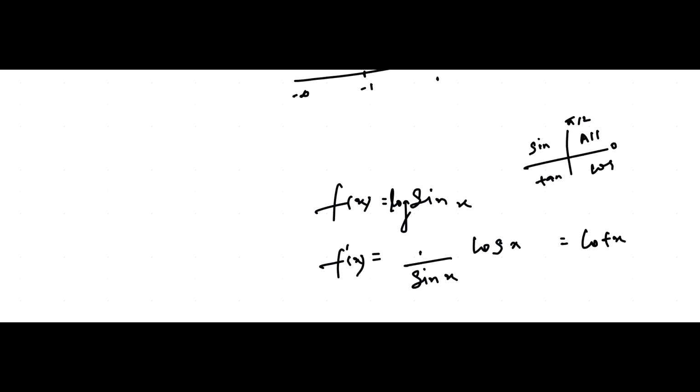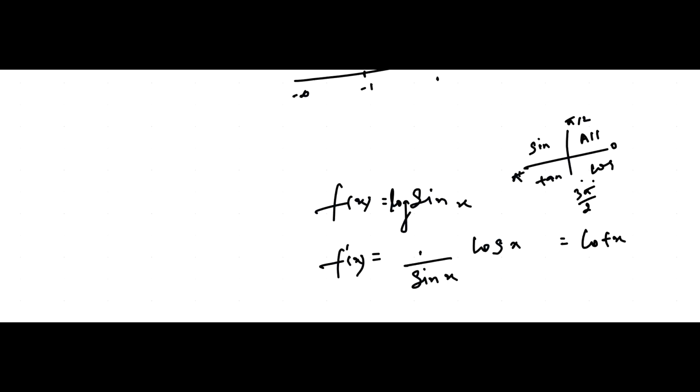In between pi by 2 to pi, only sine will generate a positive answer. In between pi to 3 pi by 2, only tan and cot will generate a positive answer, and the remaining all will generate negative. So this knowledge of the quadrants will help you analyze in which interval it will be increasing and in which interval decreasing. F dash x equals to 0, we don't have to do.